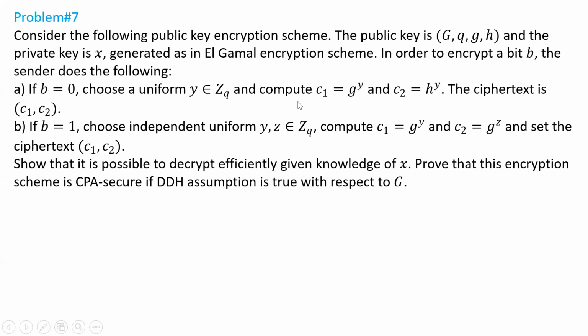So all over this is g to the power x, g to the power y, g to the power xy, which is nothing but a valid Diffie-Hellman triplet visible to the adversary if the underlying plaintext is 0. And if the underlying plaintext is 1, then the ciphertext has the form C1, C2, where C1 is g to the power y and C2 is g to the power z for some uniformly random elements y, z belonging to Zq.